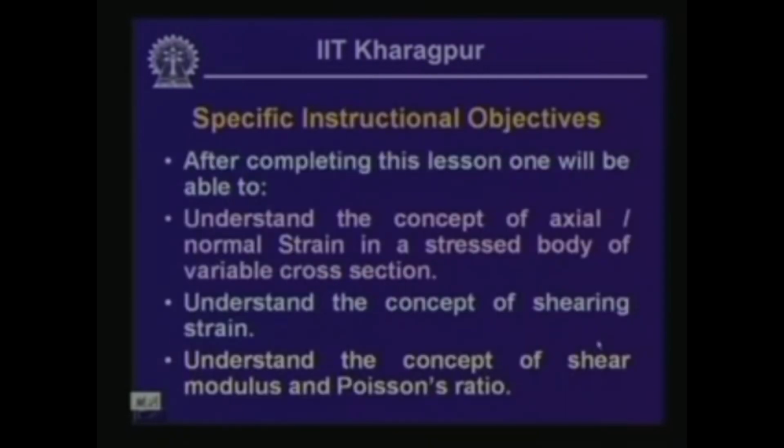Now, in this particular lesson, it is expected that once it is completed, one should be able to understand the concept of axial and the normal strain in a stressed body of variable cross section. In the last lesson, we have discussed the axial strain, the normal strain in a bar which is of uniform cross section. In this lesson, we are going to discuss that if a bar is of variable cross section, then what will be the strain in that particular body.